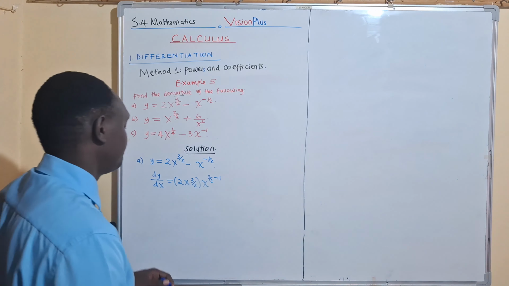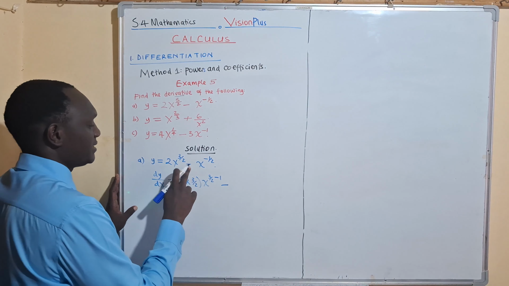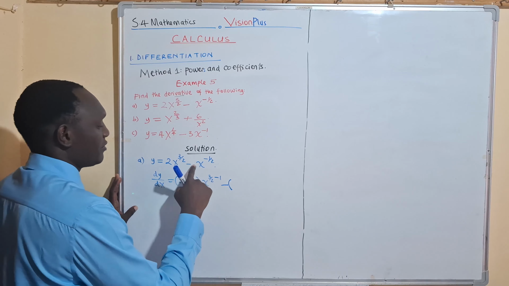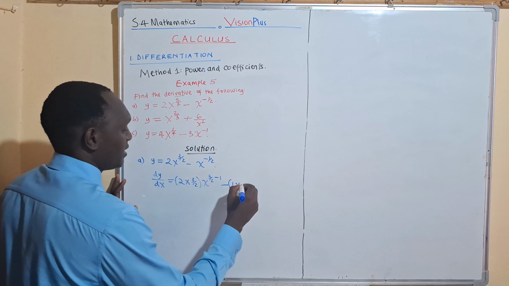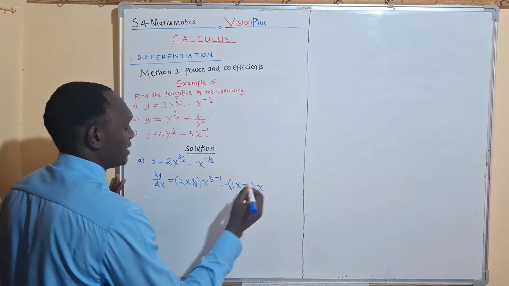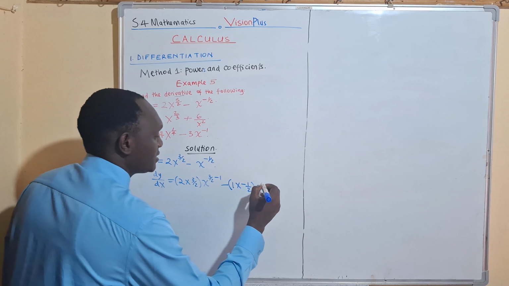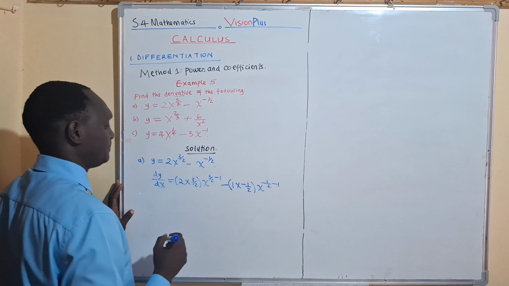Going to the second term, we are saying minus because it is minus. Remember here we have 1. If I say 1 times, you drop the power negative 1 out of 2, x. Now the new power of x becomes the whole power, which is negative half minus 1.